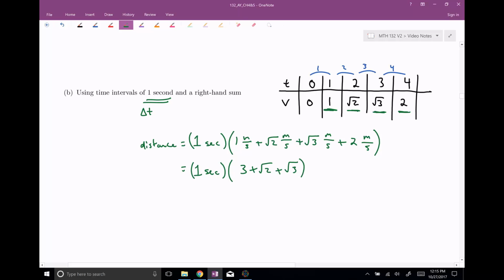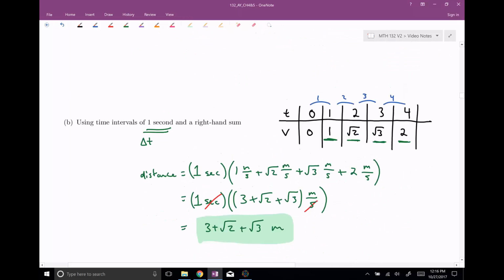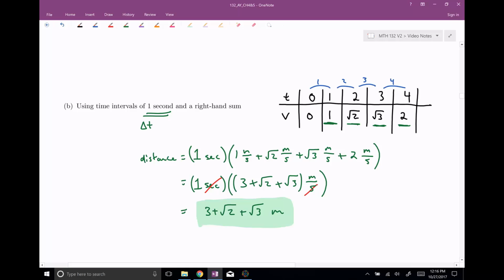And notice that all of these have meters per second. So I'm factoring out meters per second in this case. And so the seconds here cancel with the seconds here. And 1 times anything is just that anything. And so we have 3 plus root 2 plus root 3 meters. So this is using a right-hand sum. Notice that we get a different answer here: 3 plus root 2 plus root 3. And again, without a calculator, there's not really much more that we can do. We just go ahead and enter our answer like this.